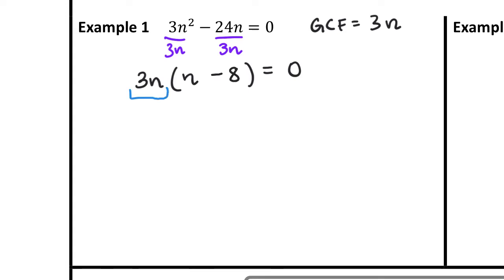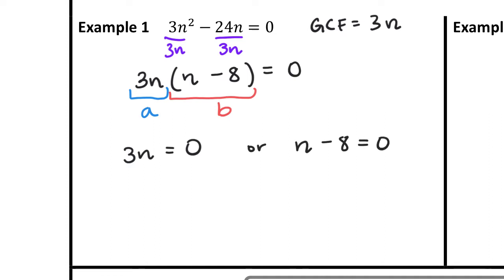And so we have this rule. It's called the zero product rule from the last lesson. If I'm multiplying two things, let's say a times b, and my answer when I multiply a times b is 0, that means that either a is 0 or b is 0. So that means that either 3n is 0 or n minus 8 is 0.